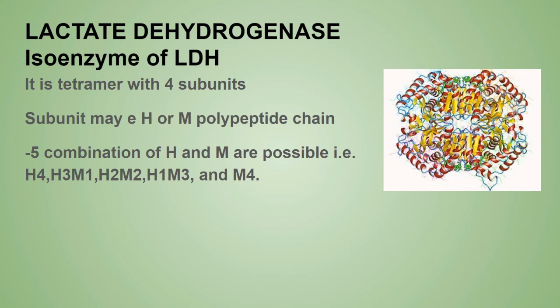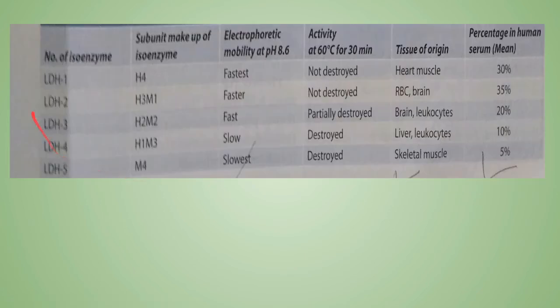Now we discussed before that these isoenzymes can be separated by cellulose acetate electrophoresis at pH 8.6. The bands are identified by adding reactants containing nitro-blue tetrazolium, producing a color reaction to be quantitated by a scanner. These are the 5 isoenzymes of LDH, named 1 to 5 accordingly. The subunit makeup of the isoenzymes is H4, H3M1, H2M2, H1M3 and M4.